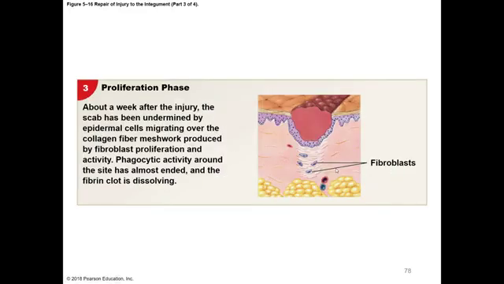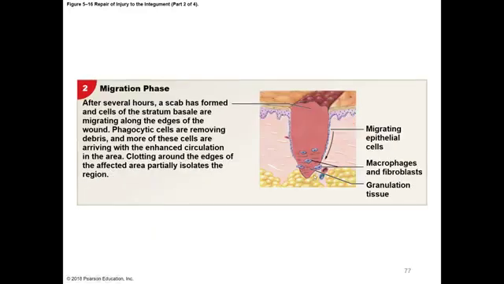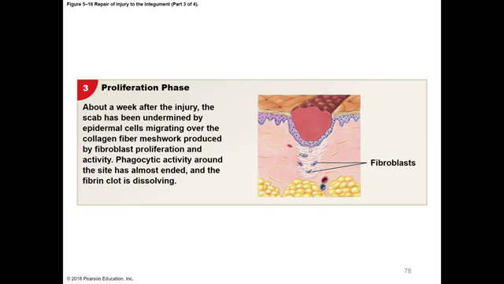About a week later, the scab has been undermined by epidermal cells. So remember, those cells migrated along the perimeter of the cut. Once they get all the way under the cut, they begin to divide, pushing up, healing from the inside out, which we see here. And they are migrating over the collagen meshwork being produced by fibroblasts. So fibroblasts are here making collagen to repair the area.